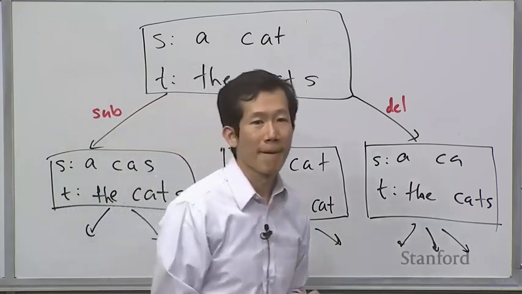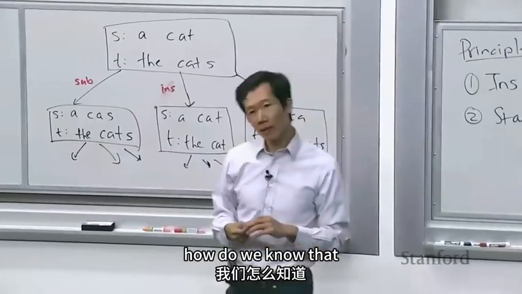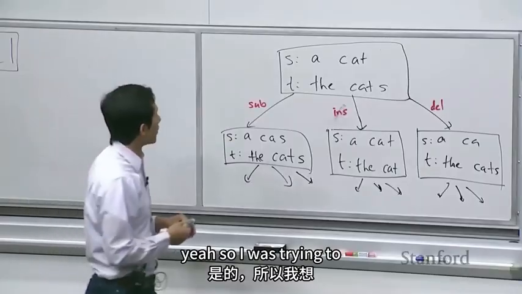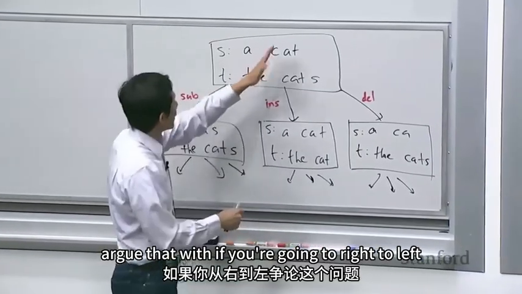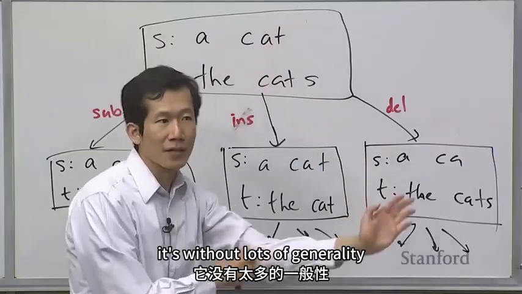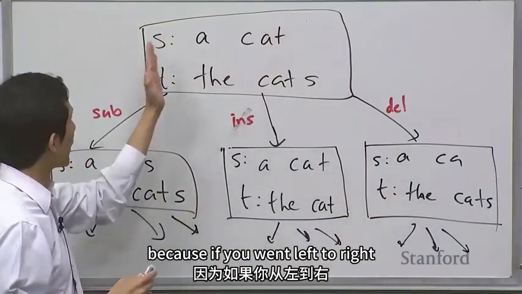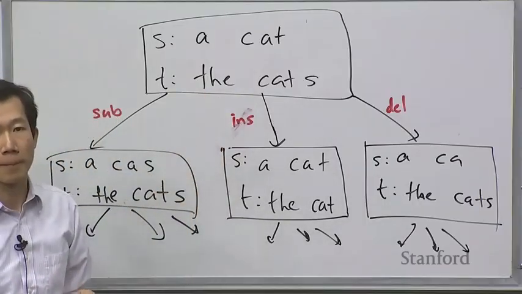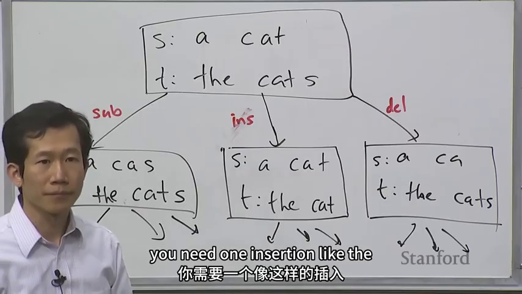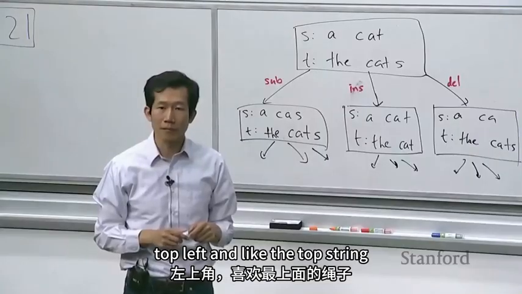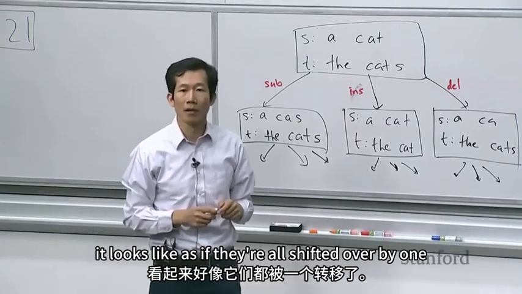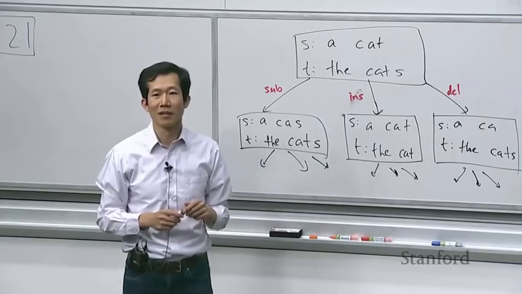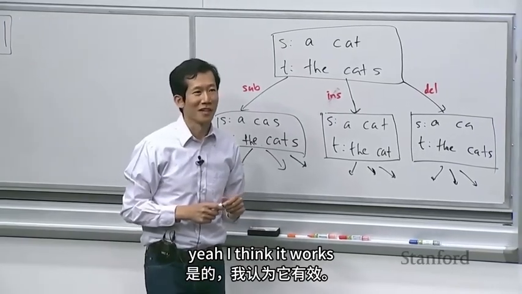Yeah. How do we know that that's the optimal amount of moves that we have to take? Yeah. So I was trying to argue that if you're going right to left, it's without loss of generality. Because if you went left to right or in some other order, you can also replay the edits in order. Strings where the difference is 1 letter, that you needed 1 insertion on the top string. But if you're going from right to left, it looks as if they're all shifted over by 1. Or no, if you start. Yeah. Oh, that would work. Okay. Yeah, I think it works.